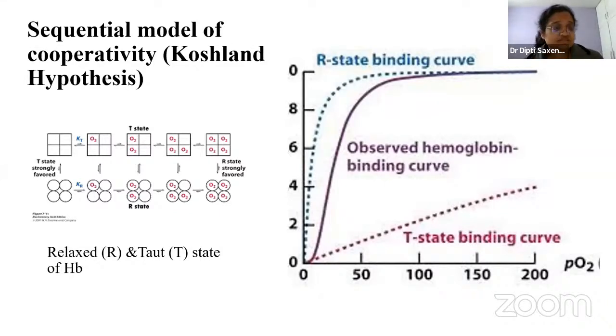And it is this sequential model which results in the observed sigmoid shape of the hemoglobin dissociation curve, the hemoglobin binding curve. What we see here is that if there were only the T state binding curve, it would be a straight line. So as the partial pressure of oxygen increases, the binding of hemoglobin will increase. As opposed to this, when there is R state binding, which as we know has more affinity to oxygen, we see a sharp increase in oxygen binding. Somewhere in between lies the actually observed hemoglobin binding curve, and it is because of the binding of 4 oxygen molecules by the hemoglobin.